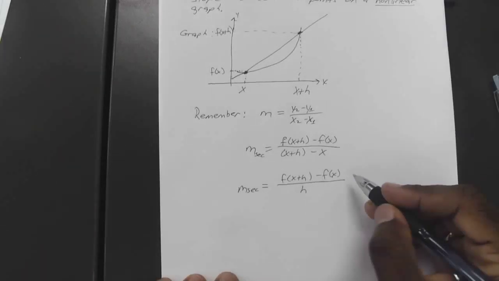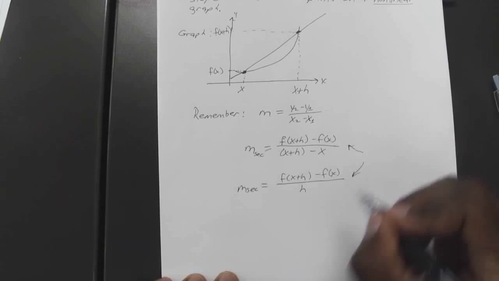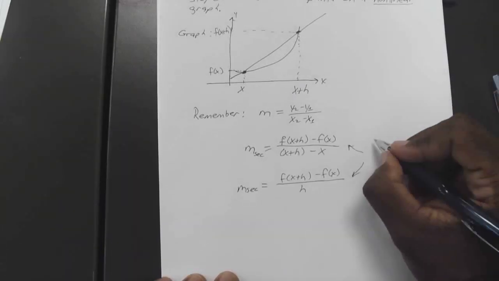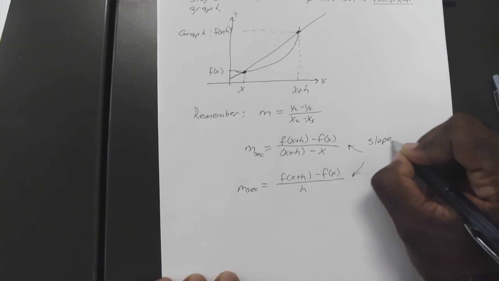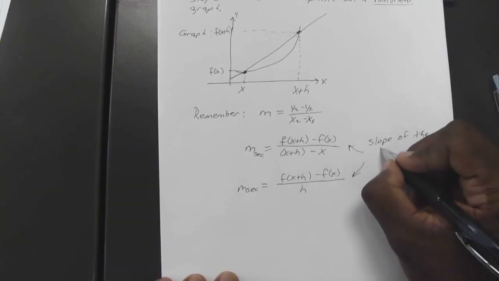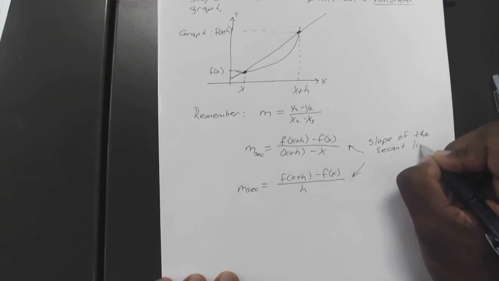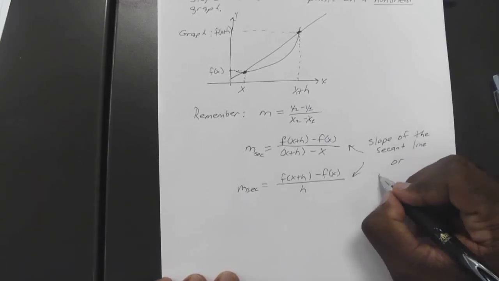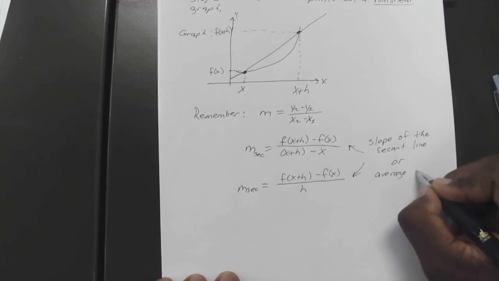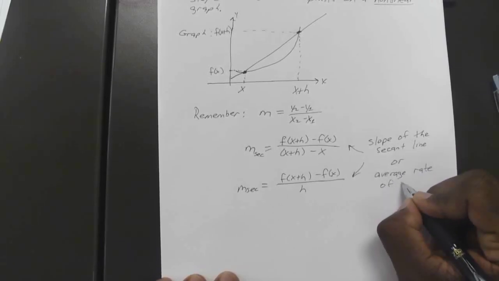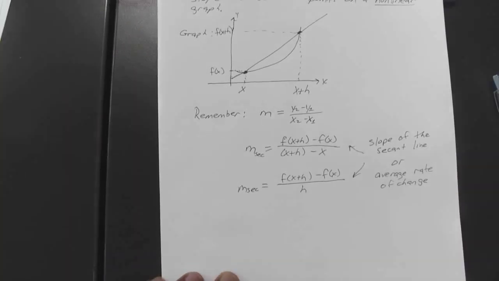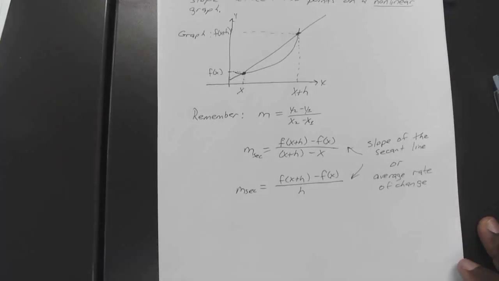Now either one of these formulas, you'll see it called the slope of the secant line or average rate of change. You might see a question that says find the average rate of change between this spot and that spot, or find the slope of the secant line between this spot and this spot. It's the exact same formula, just a different way of wording the same thing.